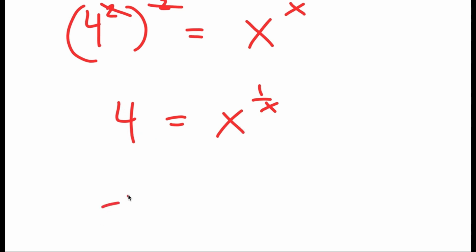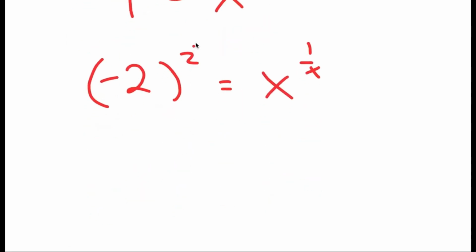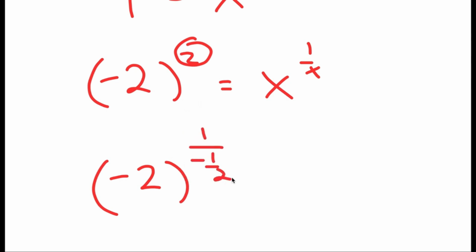So I'm left with 4 is equal to x to the power of 1 over x. Now 4 is the same thing as -2 squared. And 2, our exponent here, I can rewrite as 1 over -1/2. And I have this times -1. So I have 1 over -1/2 times -1.